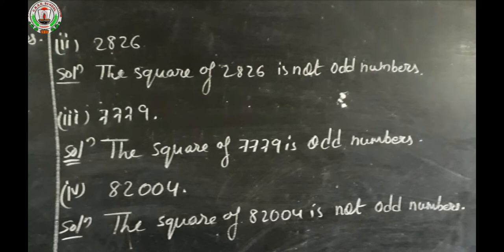So this question number 3, second, third and fourth part you have to do as we have done question number 3 first part. You have to subtract the number by 1, 3, 5, 7, 9, 11, 13, 15, like that you have to subtract the odd numbers till it will become 0. Clear?